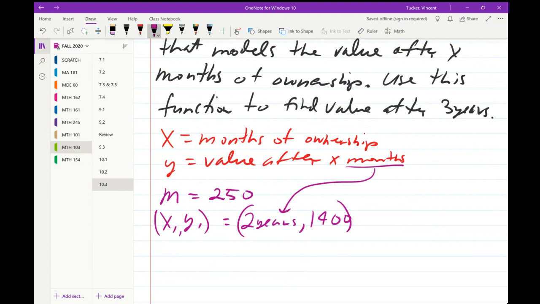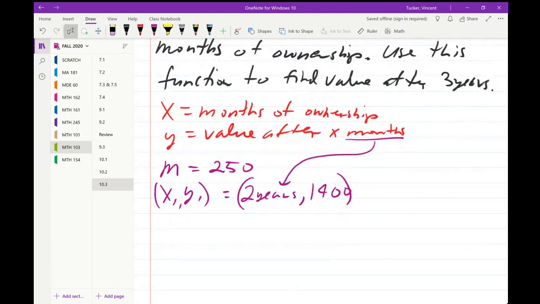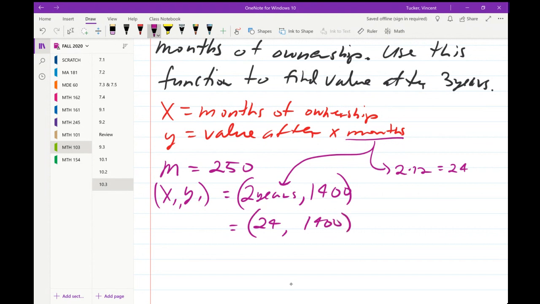So they give it to us in years. We need to convert that to months. And there's 12 months in a year. So we should have 24 and 1400. All right. So before we go any further, make sure we're okay.